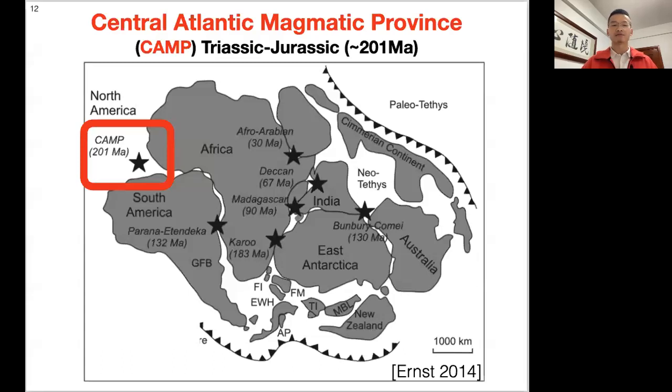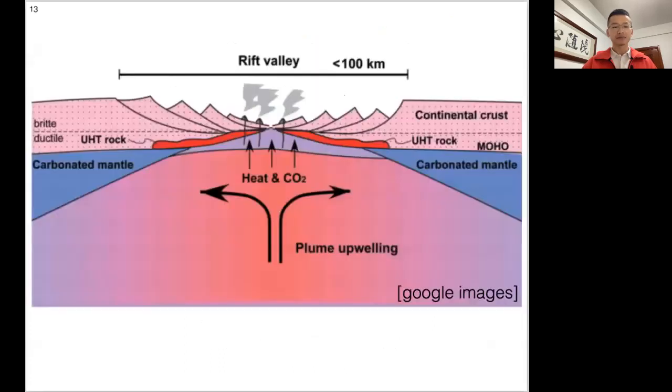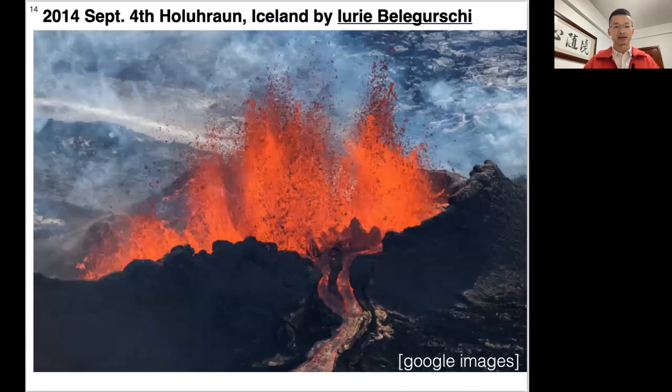As we all know, the foundation of the building at Lamont, the Palisades Sill, are part of CAMP. During the volcanic rifting process, an upwelling mantle plume impinges at the bottom of the plate, bringing in a great amount of heat that generates voluminous melt that can erupt to the surface, like this magma fountain up to tens of meters high erupted in 2014 on Iceland.